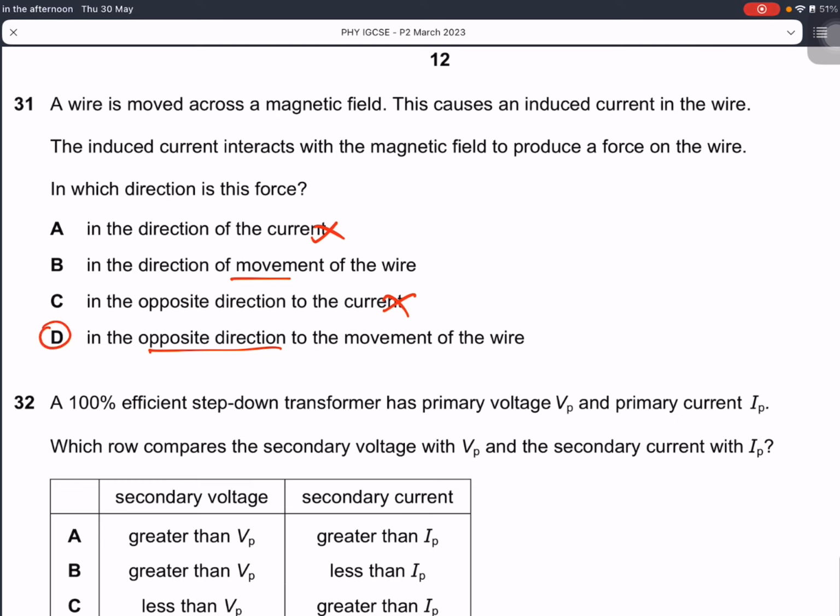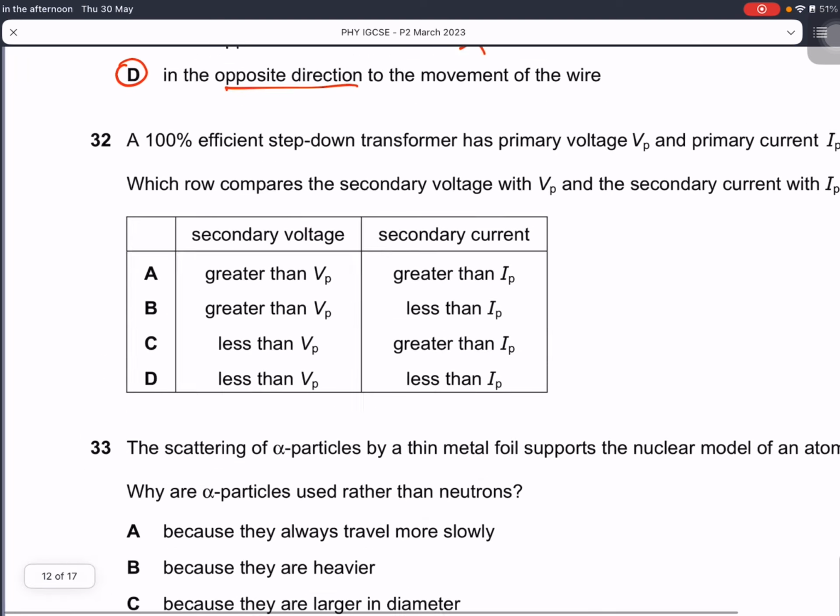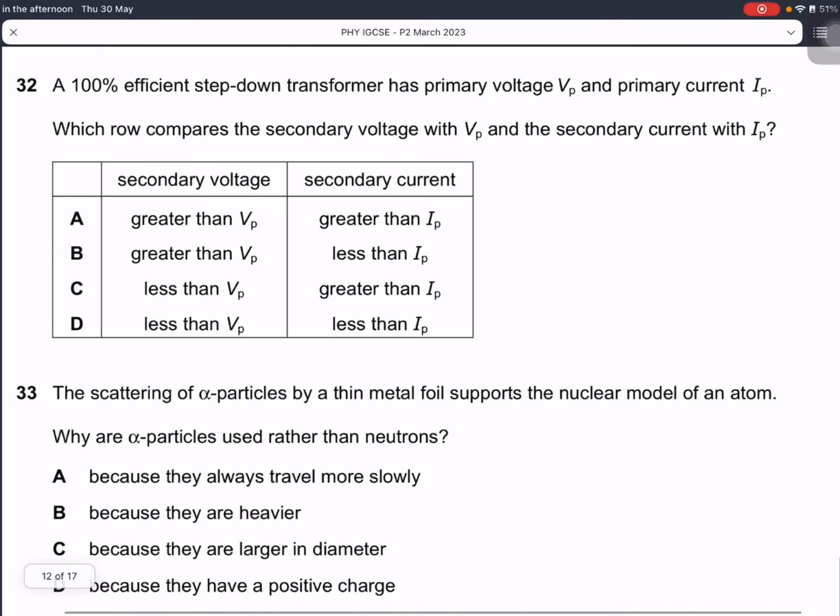So when the metal cuts the magnetic field, current is going to be induced in that conductor. The current created in the conductor will create its own magnetic field around itself, and it will interact with the magnetic field from the magnet. So there will definitely be a force, and it will always be opposite to the direction of the movement you apply. So it's D. Question 32.